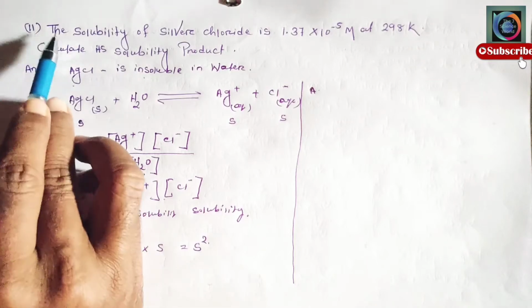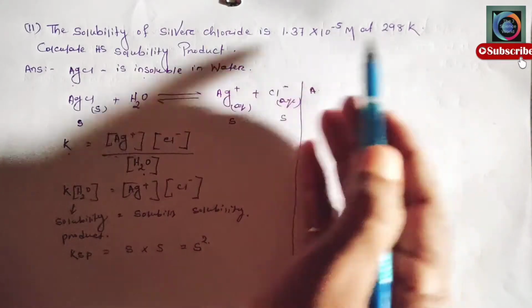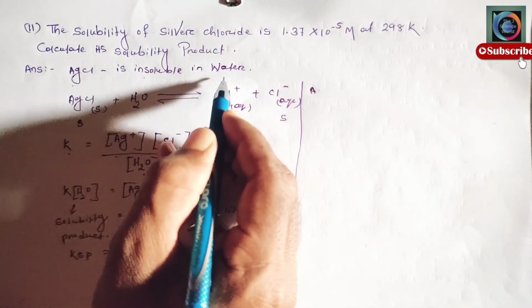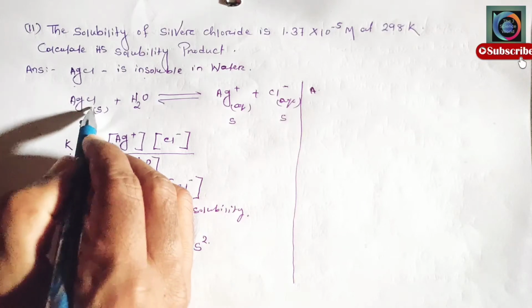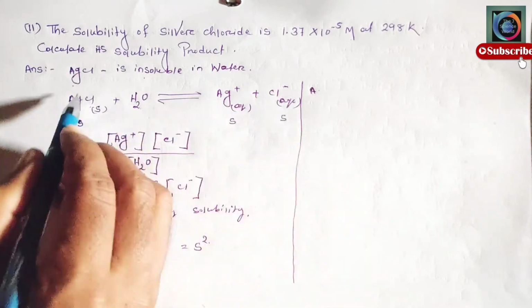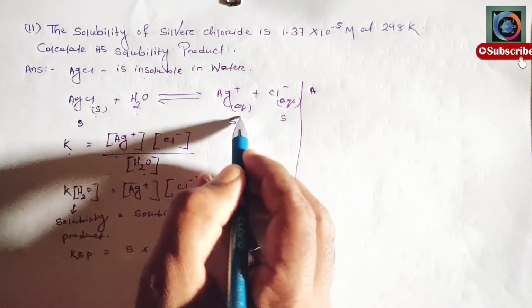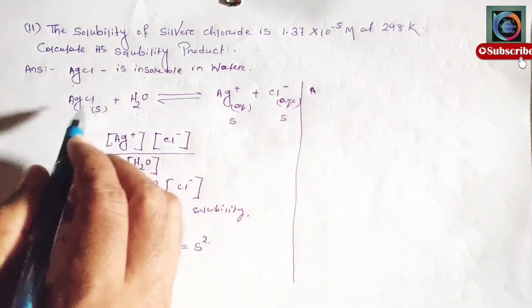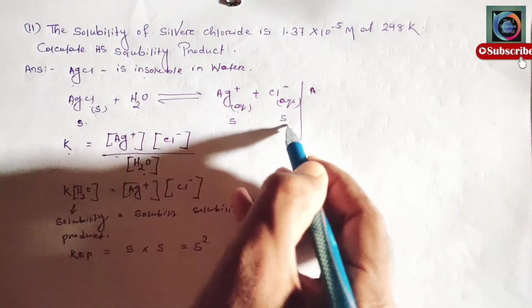Well, this is question number 11. The solubility of silver chloride is 1.37 times 10 to the power minus 5 M at 298 kelvin. Calculate its solubility product. Well, here AgCl is insoluble in water. Its chemical expression is AgCl plus H2O giving Ag plus and Cl minus. This AgCl is a solid, and when it dissolves in water, we get aqueous Ag plus and Cl minus. So we write aqueous here. Here Ag plus and Cl minus are also solubility.